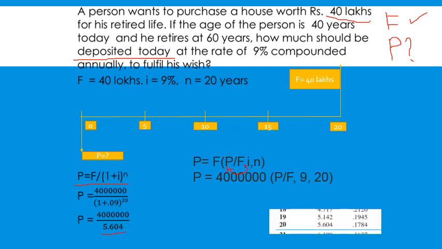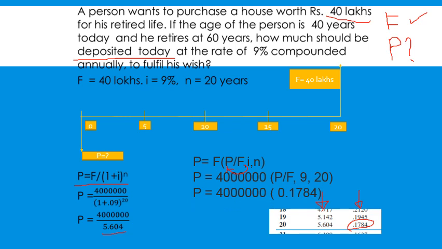From where do I get that? See here. This column is F/P. This column is P/F. When you look up P/F, you will get that as 0.1784. Substitute that value, 0.1784.